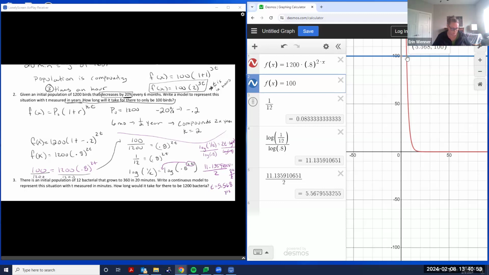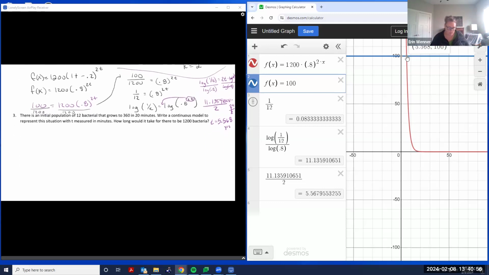Okay, last one has to do with a continuous model. That's why I wanted to make sure we got to it. It says there's an initial population of 12 bacteria that grows to 360 in 20 minutes. Write a continuous model. When you see those words, I want you to automatically go, okay, f of x equals p sub 0 times e to the kt, right? Continuous goes with e. So to represent the situation with t being measured in minutes, how long will it take there to be 1,200 bacteria?